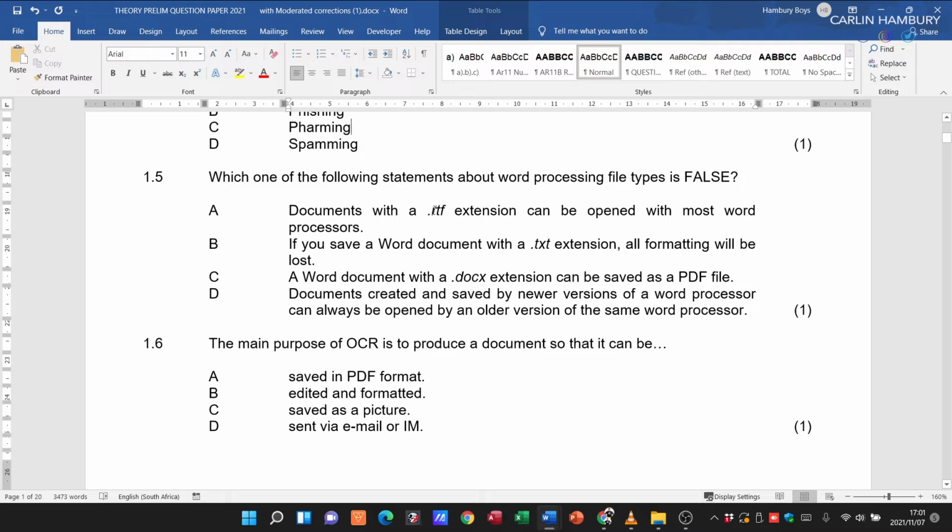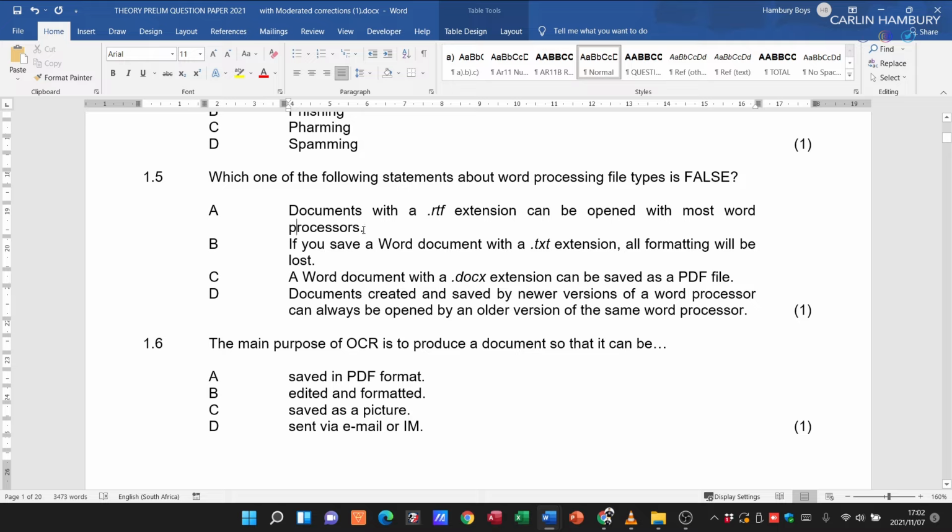A, documents with a RTF extension. Now, what does this mean? It means a rich text format. So documents that have formatting. Now, with Notepad, they are saved as just normal text files, right? Your normal .txt. But if you use WordPad, WordPad allows you to put some formatting in, so the file will be saved as a rich text format. Rich text just means we can add formatting to the text. So that saying here, documents with RTF extension can be opened with most word processors.